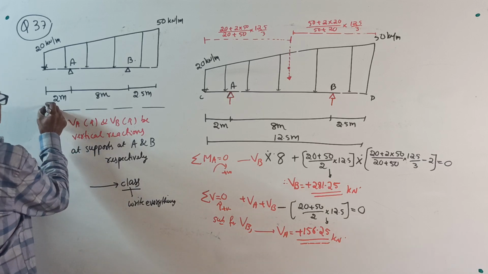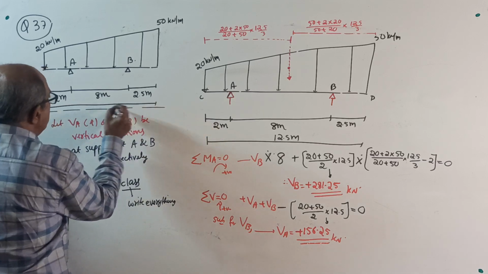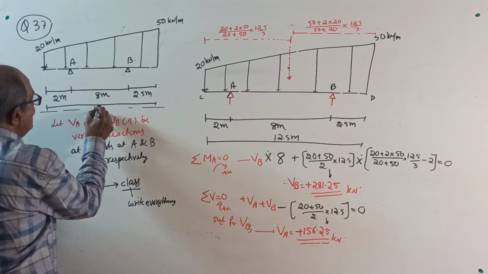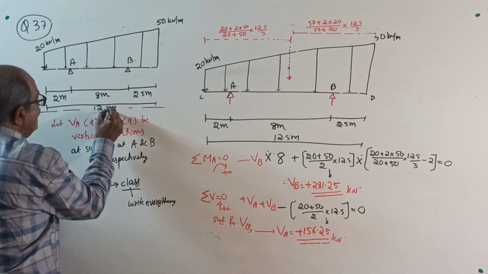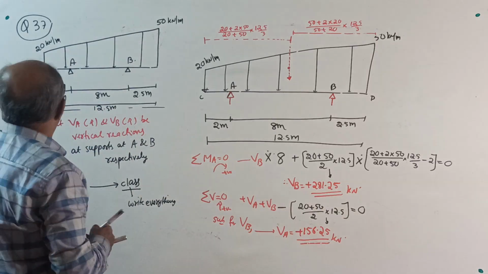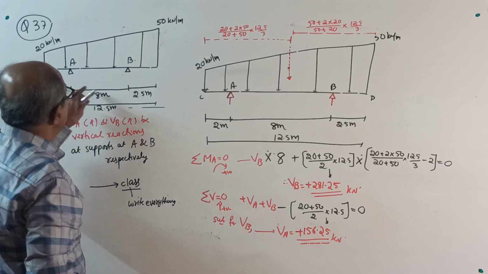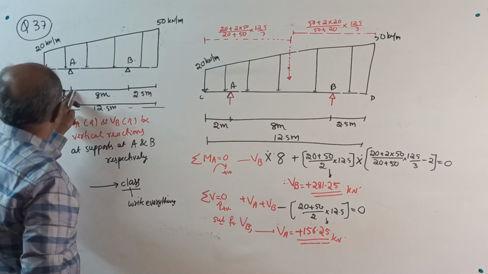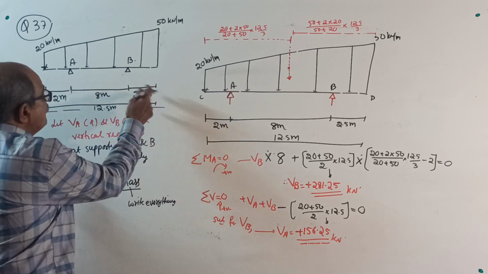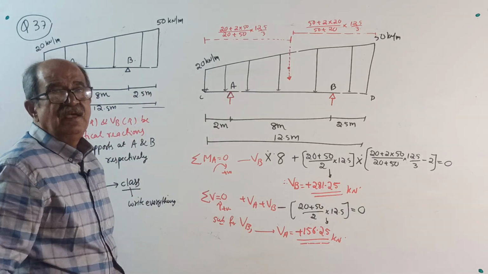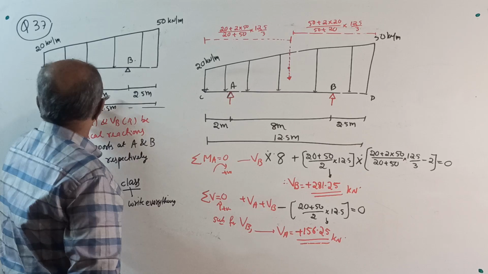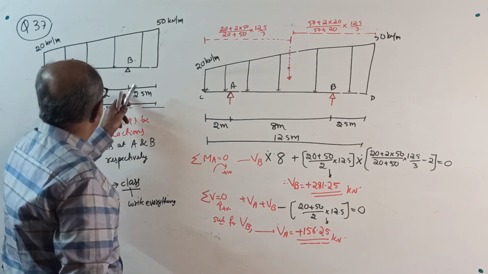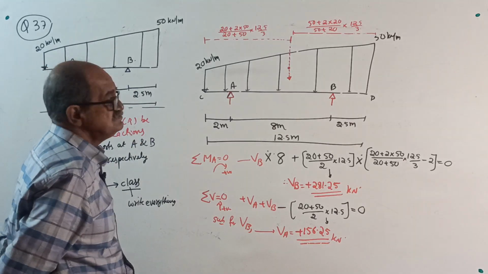A beam of length 12.5 meter, full length I am giving, has simple supports at 2 meter from the left end and at 2.5 meter from the right end. Or simply, a simply supported span of 8 meter, a left overhang of 2 meter, and a right overhang of 2.5 meter.